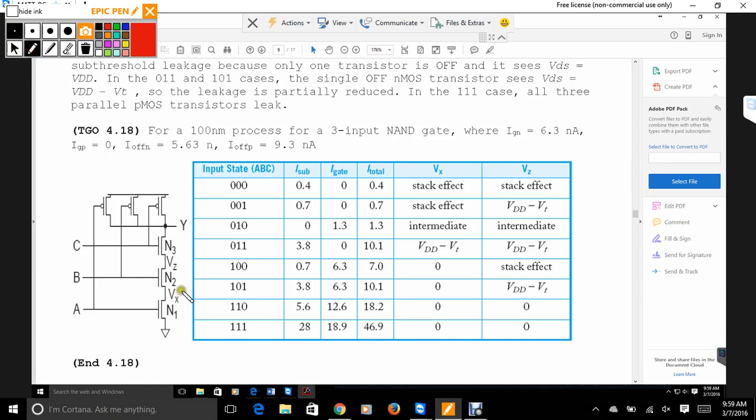So Vx is the voltage in between N1 and N2, right? And Vz is here, and then Y is our total output, right? So we have subthreshold current, gate current, and total current.